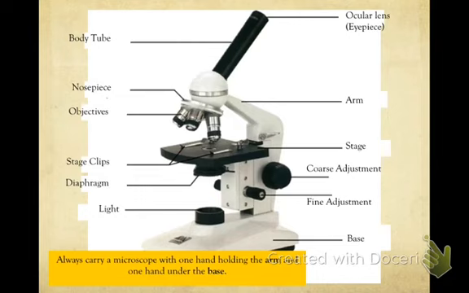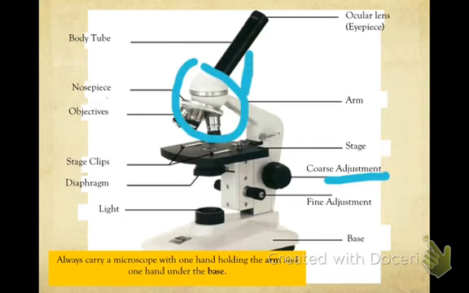There they all are. Okay, so you have coarse adjustment here, which is just used under low power. That moves this entire thing right here up and down really fast. And then we have our fine adjustment, which moves that up and down really, really slowly. And then our base. And you can see here it says, always carry a microscope with one hand holding the arm and one under the base. And we are going to look at that.